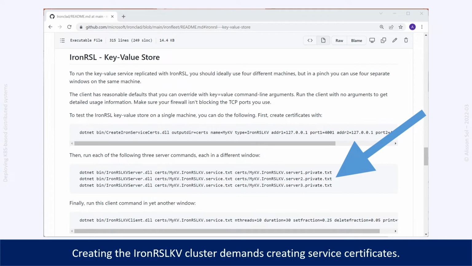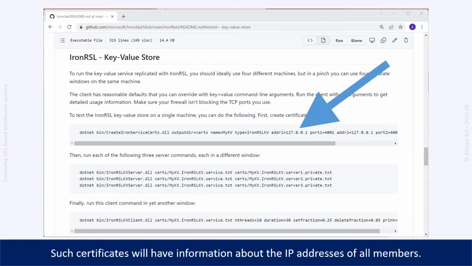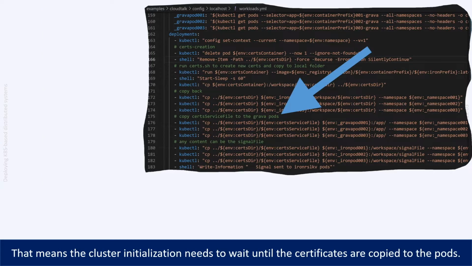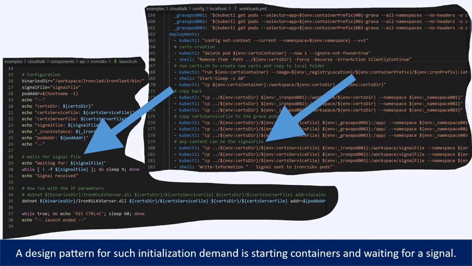Creating the Iron RSLKV cluster demands creating service certificates. Such certificates will have information about the IP addresses of all members. That means the cluster initialization needs to wait until the certificates are copied to the pods. A design pattern for such initialization demand is starting containers and waiting for a signal.